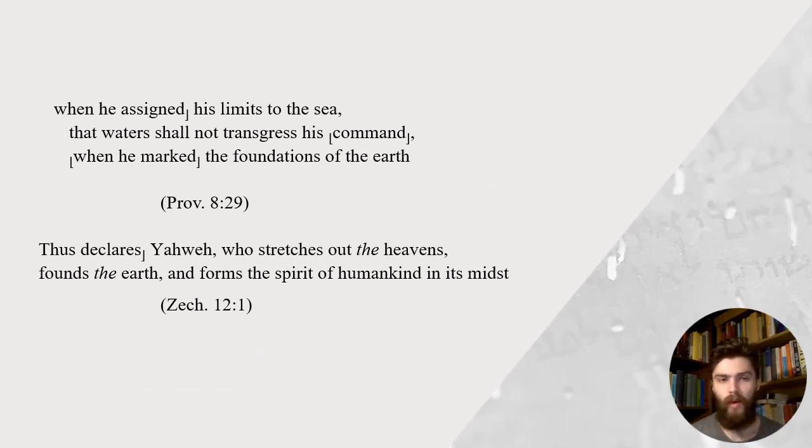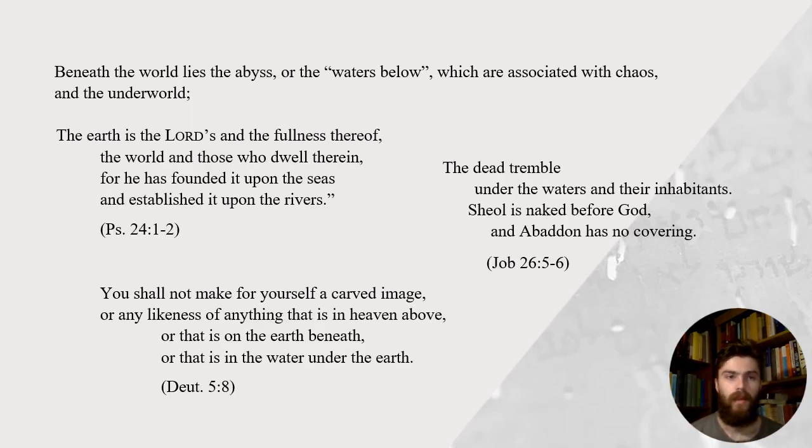It says that when Yahweh assigned the limits to the sea, it will not transgress its command. He marked the foundations of the earth. Likewise, Zechariah 12:1 declares that Yahweh stretched out the heavens, he founded the earth, and he formed the spirit of humankind in its midst. And you can see even there in that scripture in Zechariah this three-tiered understanding of the world. We've got the heavens above the earth, and then in between, the spirit of humankind manifested there. Beneath the world is the abyss, or the waters below, which are associated with chaos and the underworld.